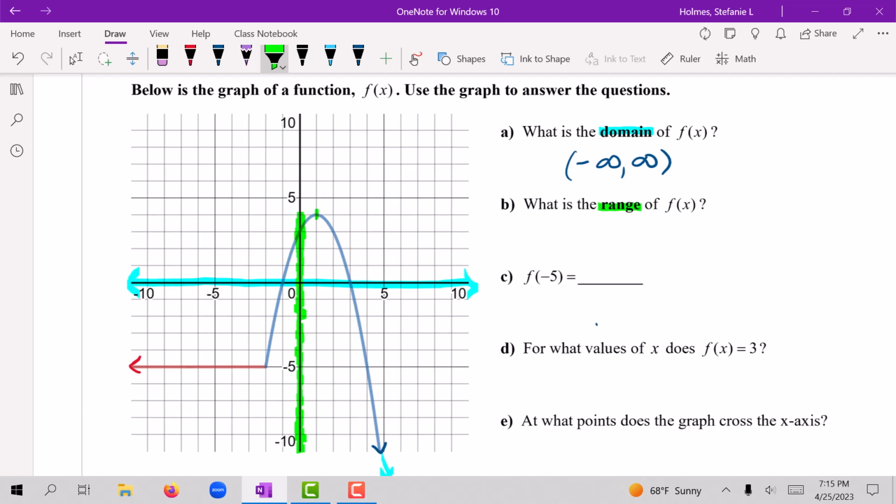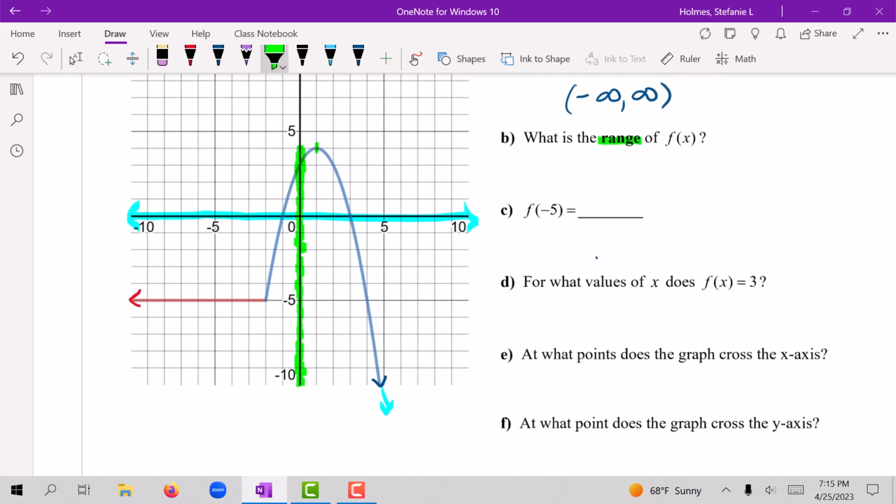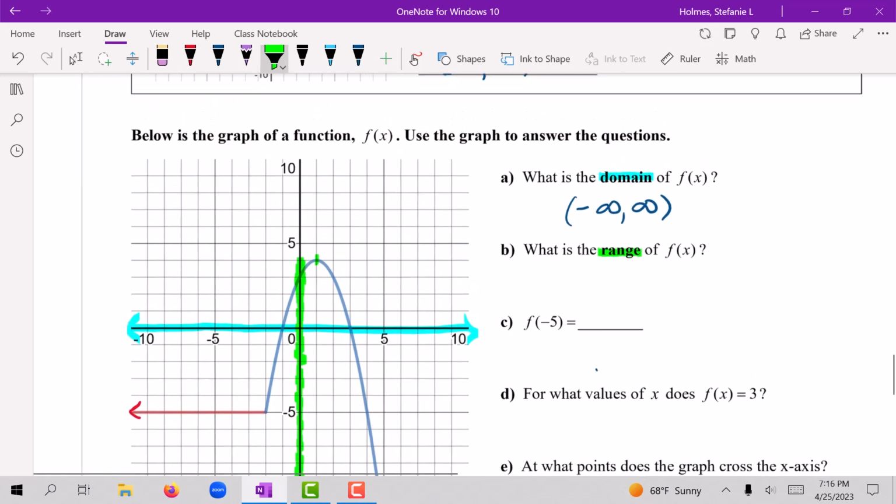Now, of course, we can see it keeps going down forever at the lower end because of the arrow. And at the top, we should have a bracket because it can actually equal 4 at the very tippy top of that curved part. So our range, starting at the bottom, is negative infinity. It goes up to 4, parenthesis on the negative infinity side, and bracket on the 4 end.